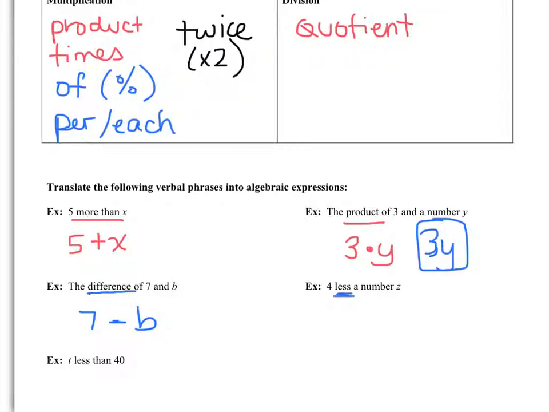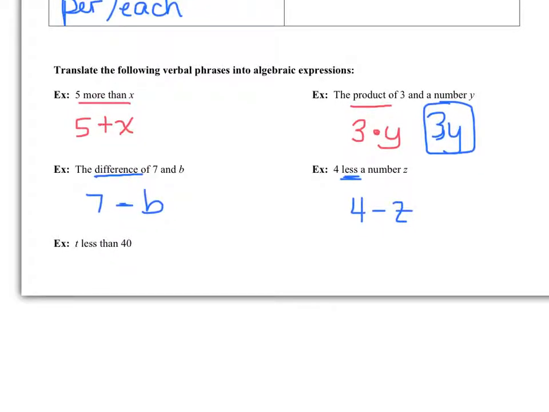Less, keep in mind it's not less than. Less would just mean to subtract in the same order. And then here's an example, less than. Less than means to subtract, but it means to go opposite order.